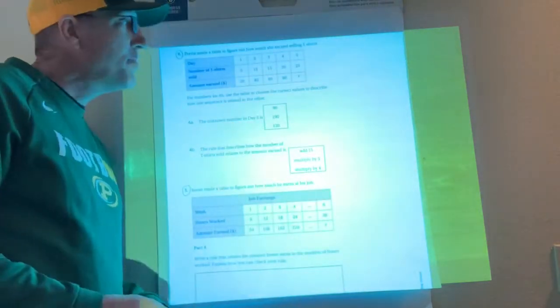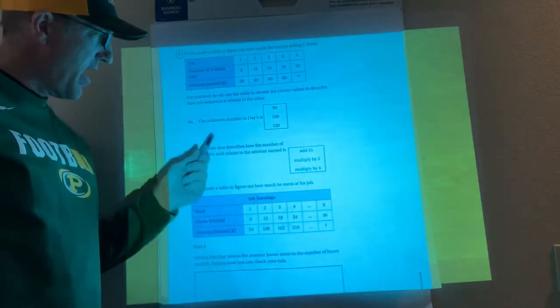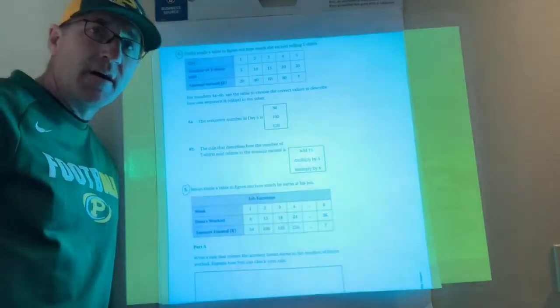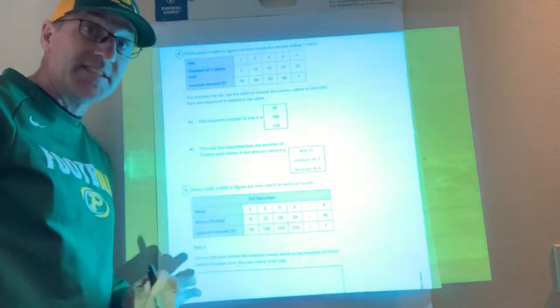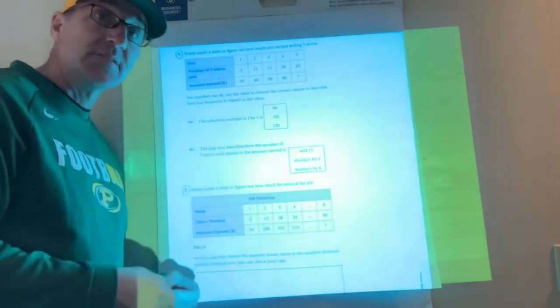All right, guys, here I am with page 2 of the test review. We've got numbers 4 and 5. We've got a couple parts. I know that on the online assessment, I kind of broke these into 2 separate questions because that was the only way I could figure it out. So let's take a look at these one at a time.